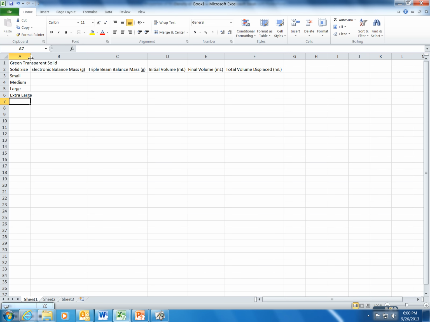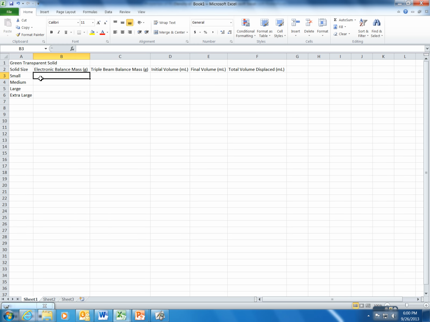Now here, I'm going to go ahead and size that again. So, electronic balance mass. I'm going to fill this in with some data that I recorded yesterday. For the small one, it was 5.61 grams. For the large one on the electronic balance, I got 9.17 grams. For the medium one, it was 12.56 grams. And for the extra large one, it was 15.91 grams. When I measured it with the triple beam balance, I got 5.41 grams, 8.99 grams, 12.42 grams, and 15.75 grams.